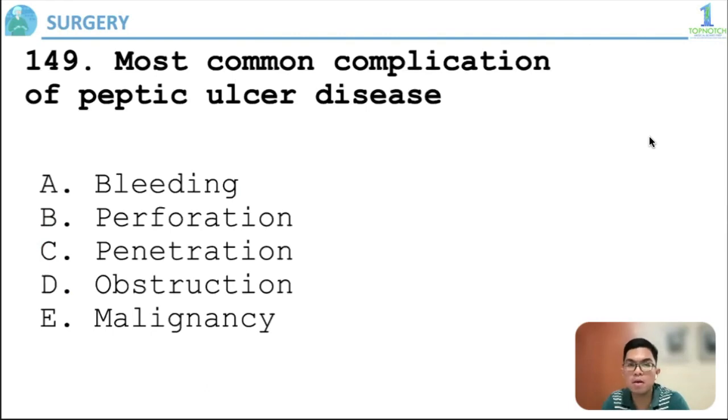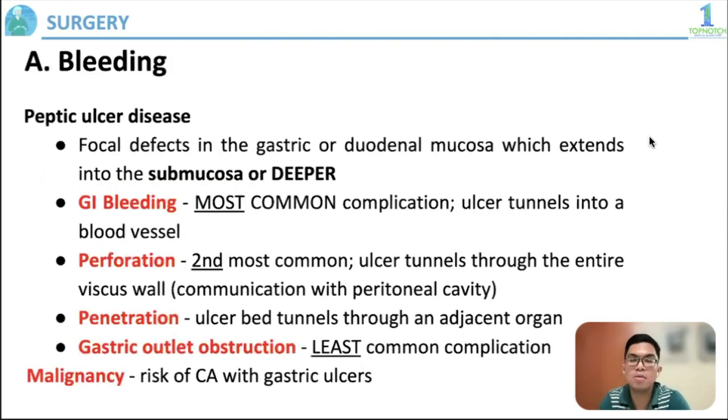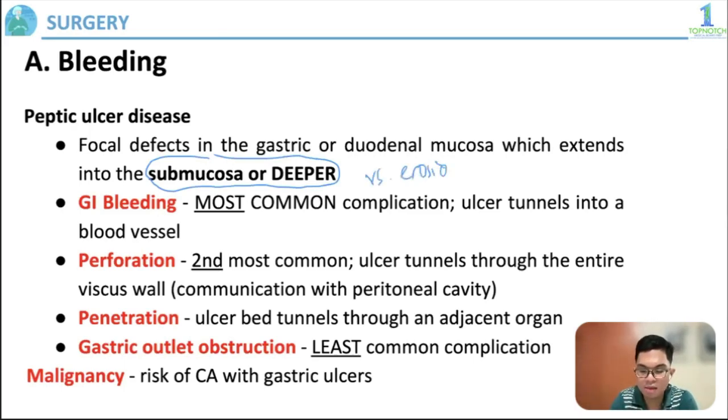Question number 9, most common complication of PUD, that's your bleeding. So GI bleed is the most common complication of your peptic ulcer disease. So ulcers are focal defects in the mucosa, and it extends deeper into the submucosa or more. So this is in contrast to erosion. So in erosions, yung mucosa lang yung involved. So versus erosions. So there are four possible complications.